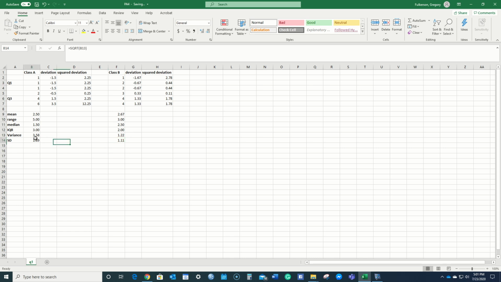So when you compare these, the standard deviation is larger for class A than it is for class B. The interquartile range is larger, 3 versus 2. And the range is larger, 5 versus 3. So on all three of those measures of variability, class A has more of it. All right, thank you.